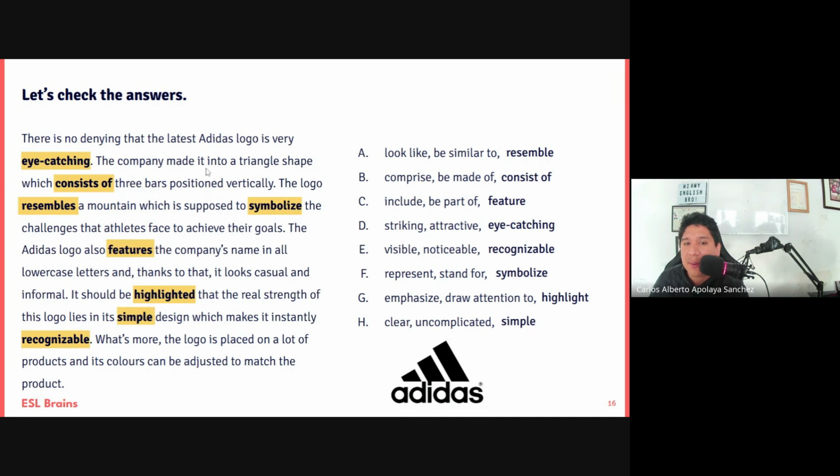So there is no denying that the latest Adidas logo is very eye-catching. The company made it into a triangle shape, which consists of three bars positioned vertically. The logo resembles a mountain, which is supposed to symbolize the challenges that athletes face to achieve their goal. The Adidas logo also features the company's name in all lowercase letters, and thanks to that, it looks casual and informal. It should be highlighted. The real strength of this logo lies in its simple design, which makes it instantly recognizable. What's more, the logo is placed on a lot of products, and its color can be adjusted to match the product. Yeah, they can change the color.